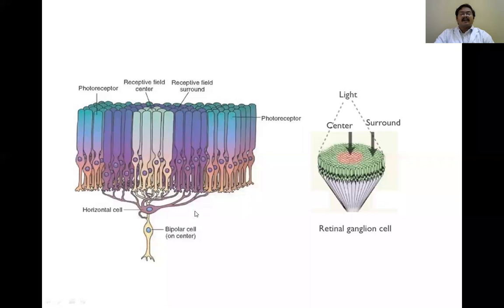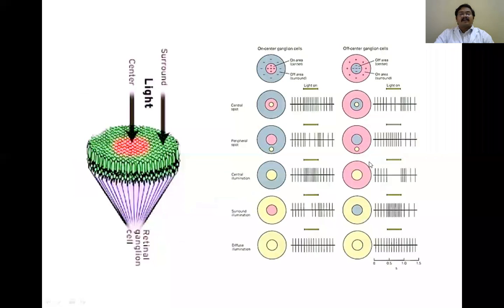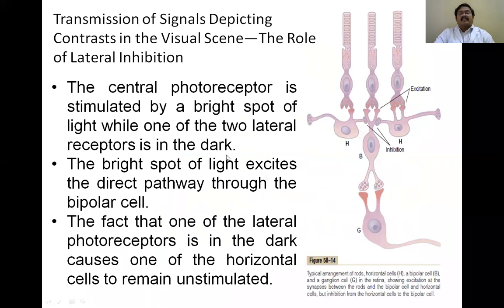This is the retinal ganglion cells and bipolar cells. This is the receptive field. The receptive field has a center and a surrounding field. When the center is stimulated, the surrounding field is inhibited because of the lateral inhibition. Because the center is on, the periphery is off. Suppose the center is off, the periphery is on. The transmission of these signals depicts the contrast in the visual field, and it takes place because of this lateral inhibition.